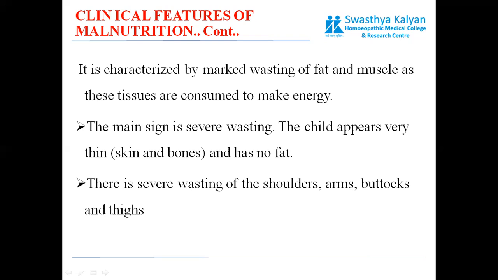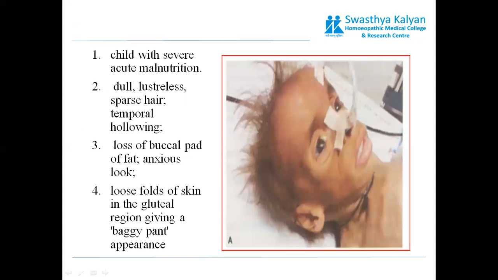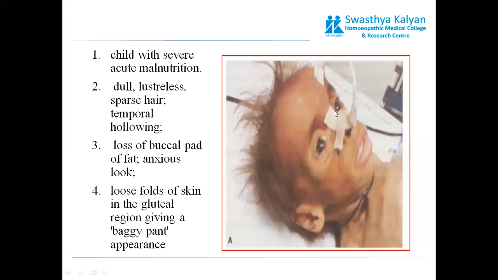There is severe wasting of the shoulders, buttocks, arms, and thighs. This picture clearly shows a child with severe acute malnutrition. The hair is dull, lusterless, with sparse hair over the temples. Then temporal hollowing, and loss of the buccal pad of fat. The child has an anxious look. Then loose folds of skin in the gluteal region give a baggy pant appearance. The skin is loose, hanging down. It is a case of severe acute malnutrition.